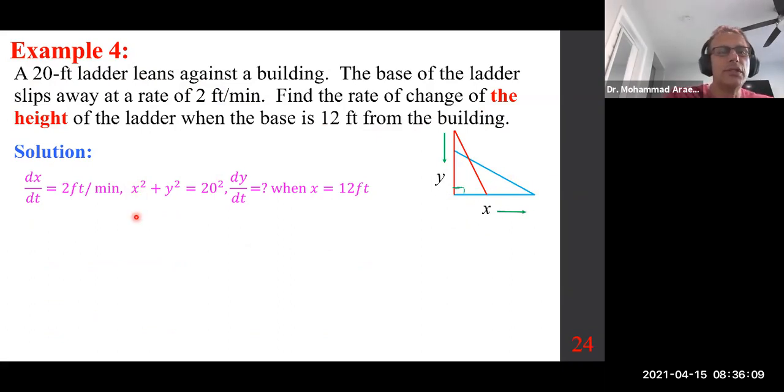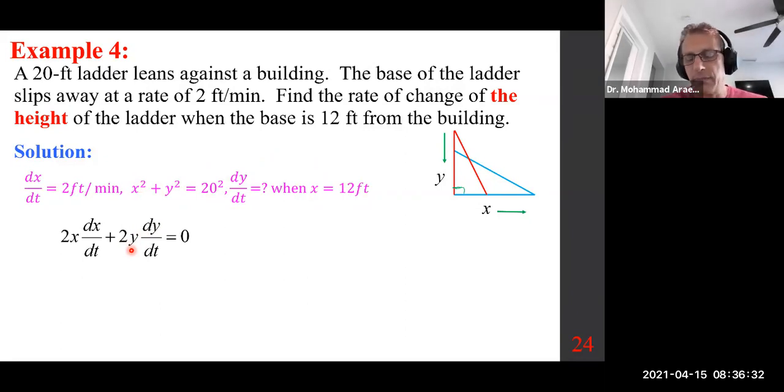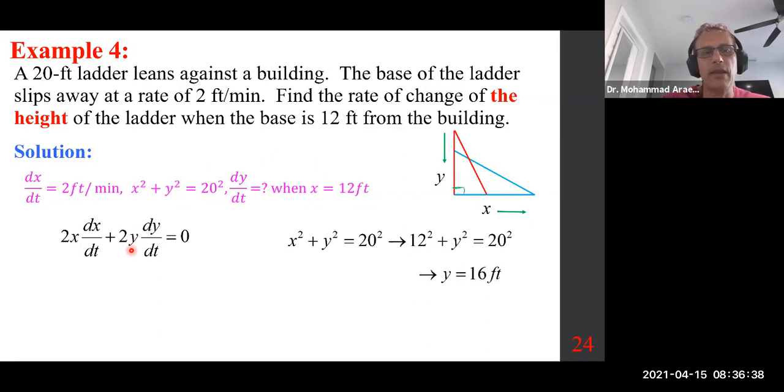This gives us 2x dx/dt plus 2y dy/dt. The right side is a number, therefore 0. So when we look at this, we see that everything is given except y. So if you put the x, it's fixed at x equals 12. If you put that here, you can find the value of y using the Pythagorean theorem. So the y is missing. We calculate it, and now we can plug in everything.